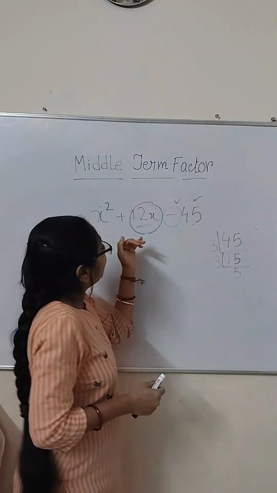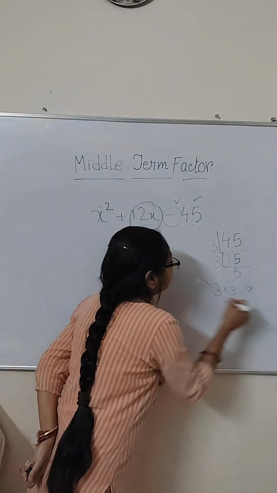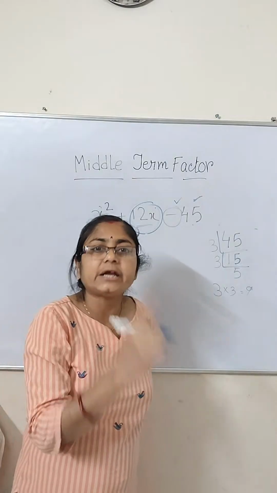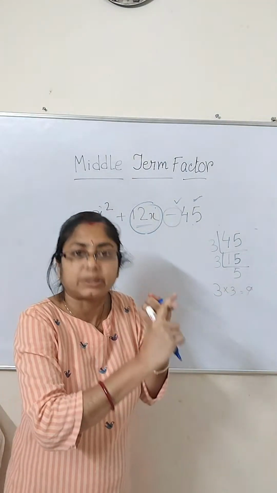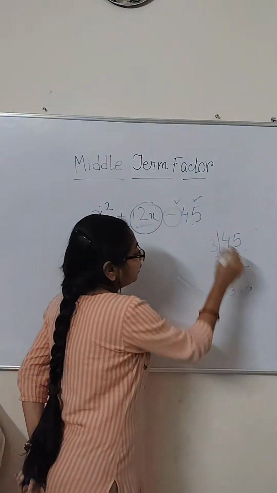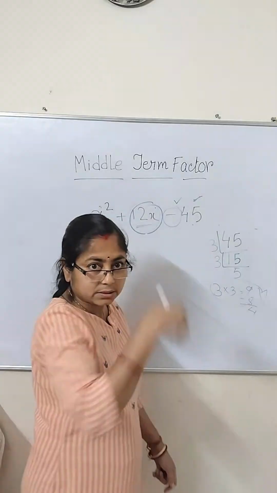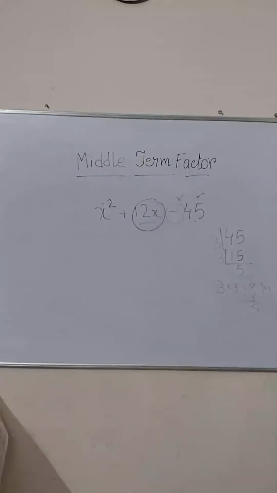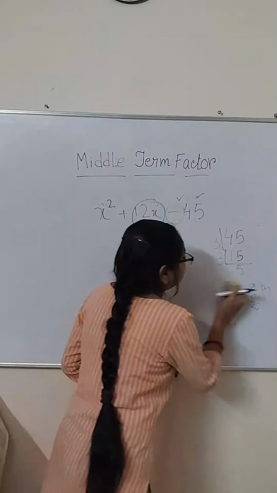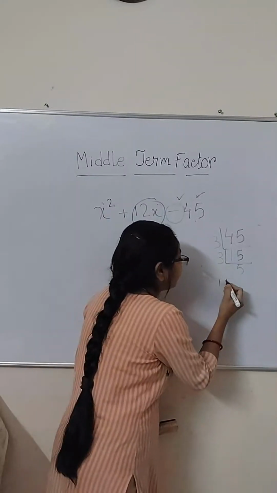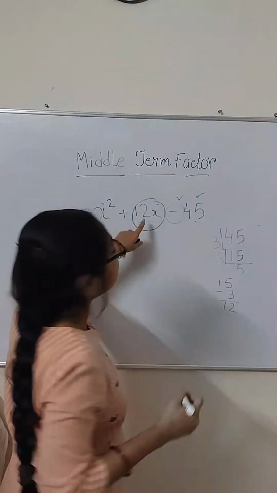So, I want 12. First you check this one: 3 into 3 is 9. You take addition or subtraction only one time, and all other times you do multiplication. 9 minus 5 is 4, so it is not. Now, next. So it is not okay. Now you do the second thing: 3 into 5 is 15. 15 minus 3 is 12. Okay? Our answer comes to 12.